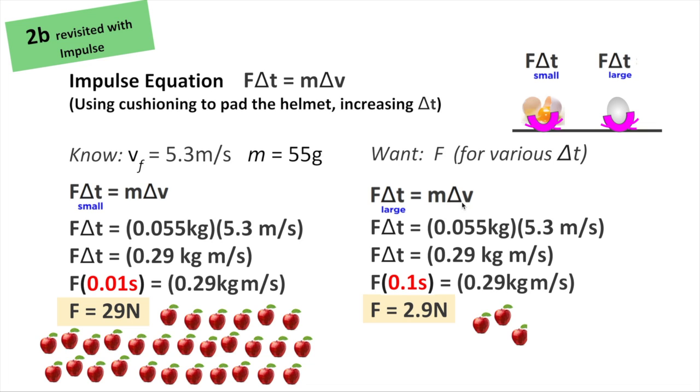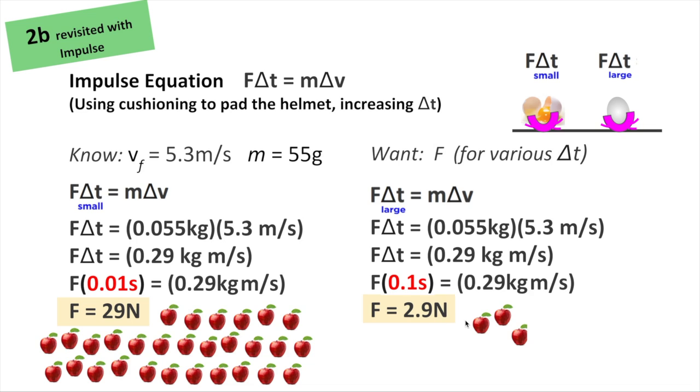So, solve the same problem. F delta t is equal to m delta v. The mass is still 0.055 kilograms. Change in velocity, 5.3 meters per second. And let's change delta t now to 1/10 of a second. Here it was 100th of a second. Here it's 1/10 of a second. So 10 times more time to come to a stop. What does that mean? Well, then force ends up being 2.9 newtons.